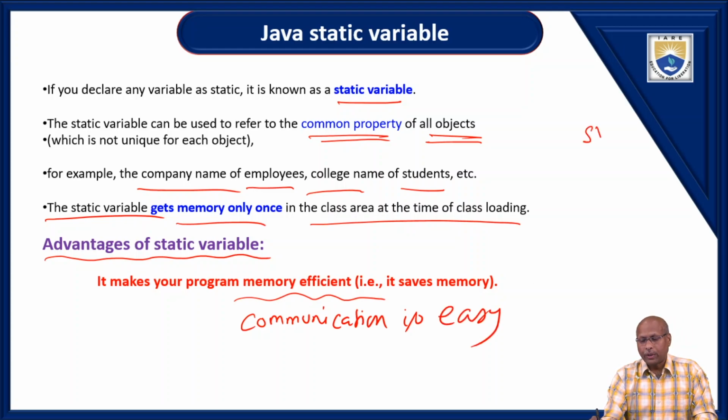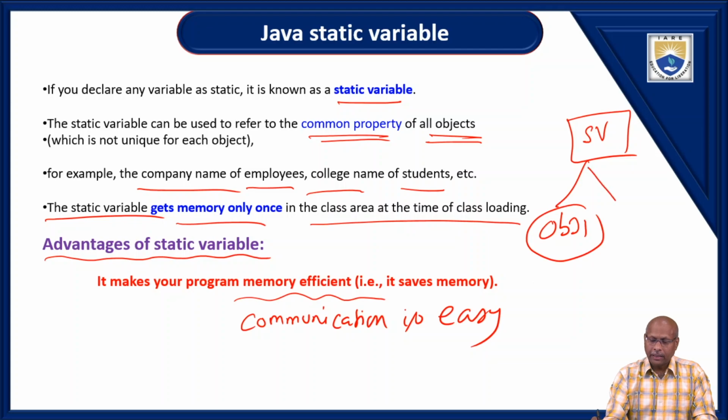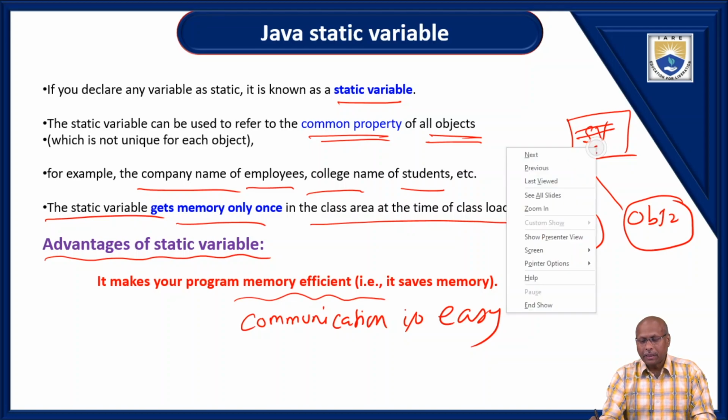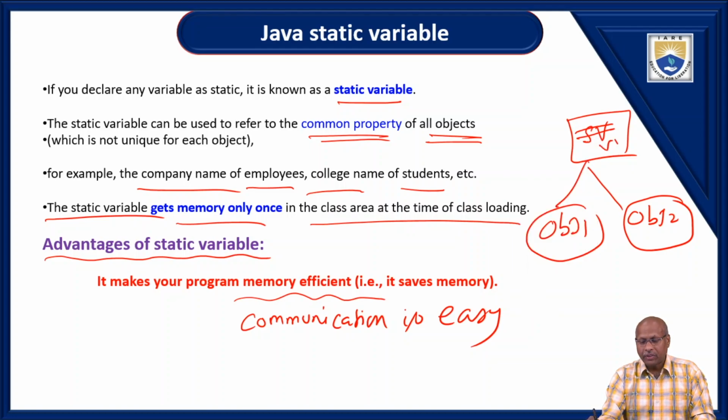Because I told you, assume there is a static variable SB, which is referred by obj1 as well as by obj2. Now, obj1 wants to transfer some message to obj2. In that case, what will I do? I will change it here. Assume instead of SB, I write SVV. Some value I am changing, so automatically that information goes to obj2.